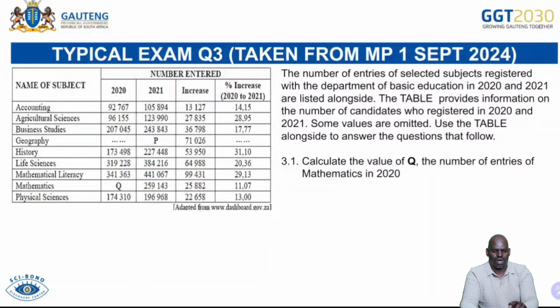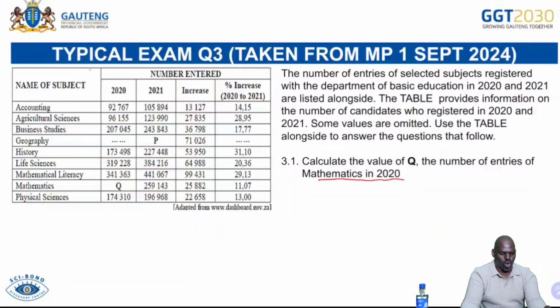It's the number of entries of selected subjects registered with the Department of Basic Education in 2020 and 2021, listed alongside. The table provides information on the number of candidates who registered in 2020 and 2021. Some values are omitted. Use the table alongside to answer the questions that follow. So the information is given. Then number 3.1 is: calculate the value of Q, the number of entries of mathematics in 2020.